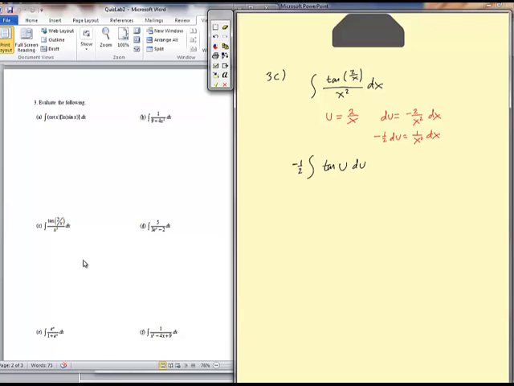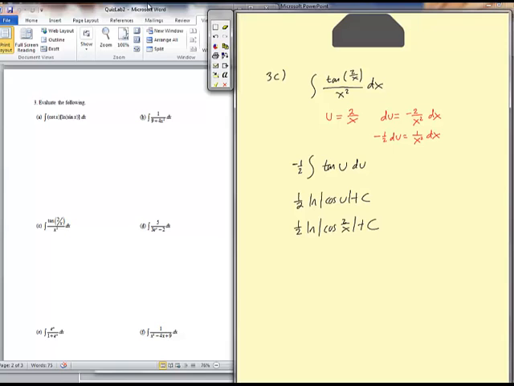Now the antiderivative of tangent u, we just derived that, and we know the antiderivative of tangent is negative natural log absolute value of cosine u, so negative 1 half times negative gives us a positive 1 half natural log absolute value of cosine u plus c. Resubstitute, so we have 1 half the natural log absolute value cosine 2 over x plus c. And that should be it for 3c.